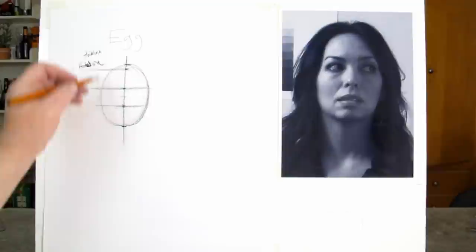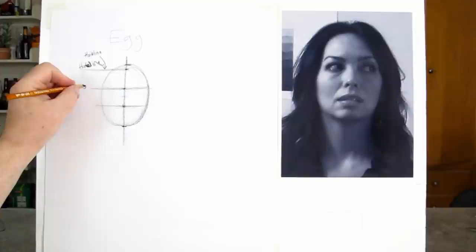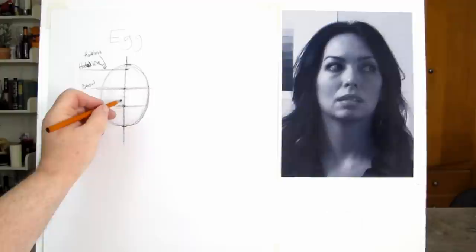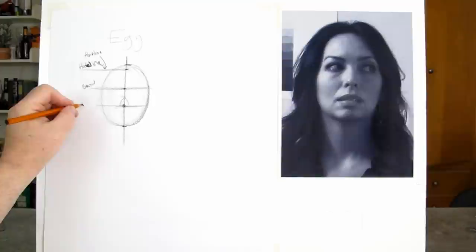And again, this was from the skull when we did that. This line right here is the top of the brow line. So this is, again, where the eyebrow is going to be. And this right here was the bottom of the nasal cavity, the nasal cavity of the nose on the skull. That's where it hits, right there.